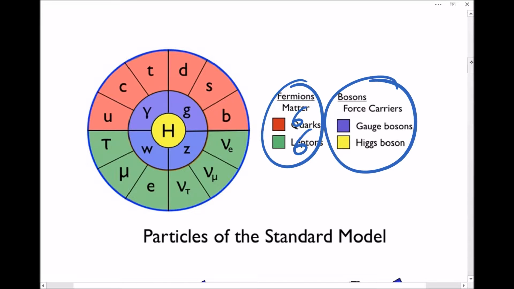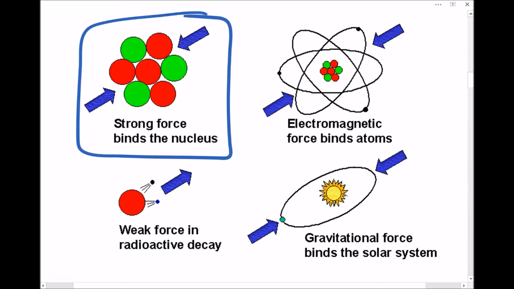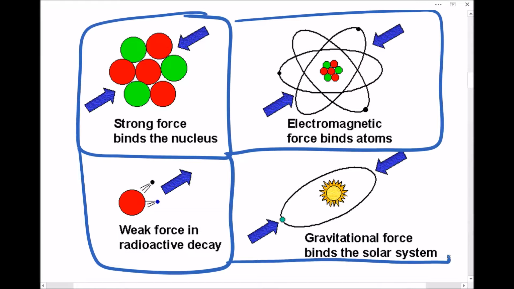Now, the 4 forces are right here, and they were believed to exist. They consist of the strong force, which binds the nucleus, right over here, the electromagnetic force, which bonds atoms, the weak force in radioactive decay, and finally the gravitational force that binds the solar system, discovered by our man Newton.